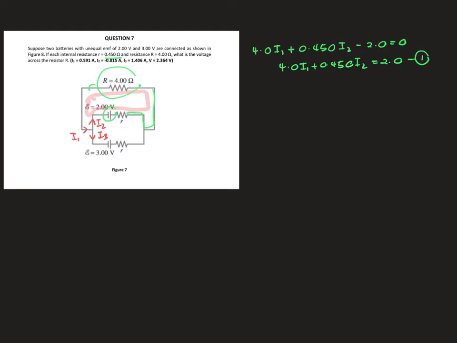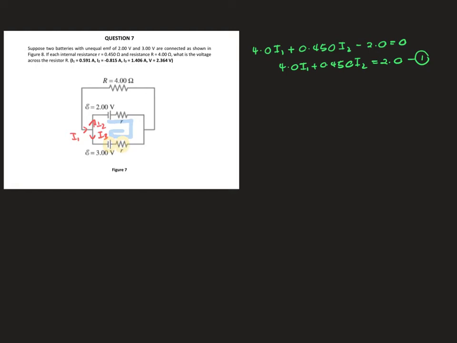Now I move on to the next equation. I'm going to draw the second assumption loop, which is going to be like that. Clockwise motion. So the second loop will be here.